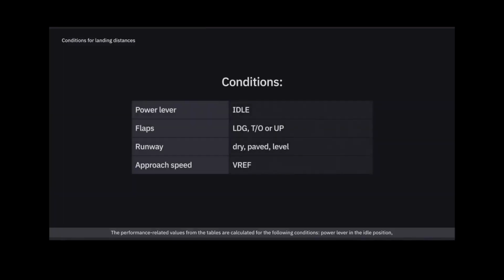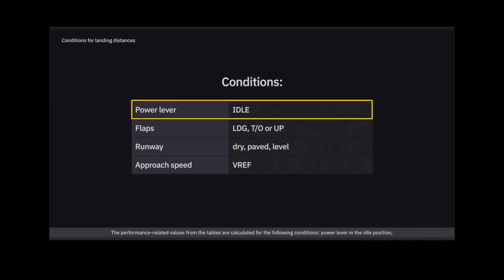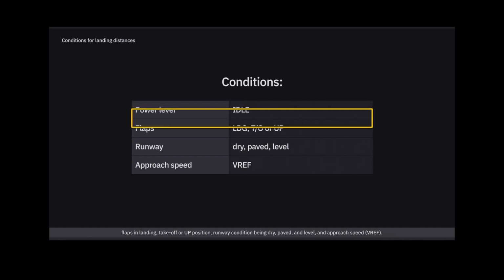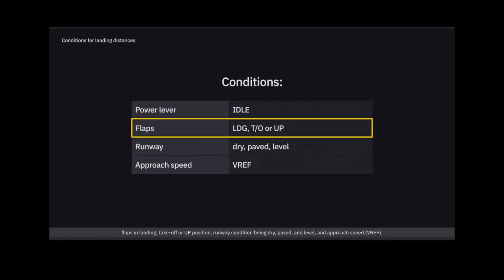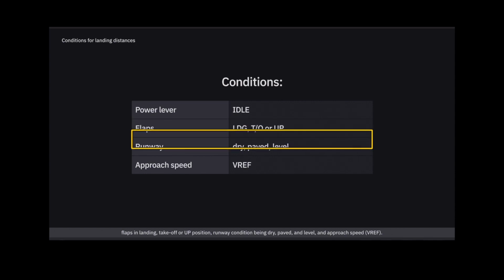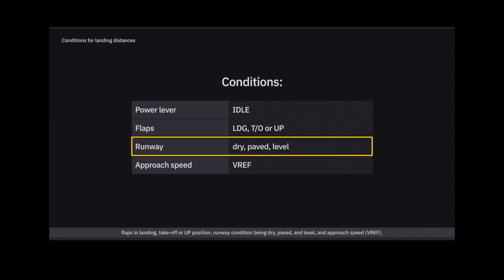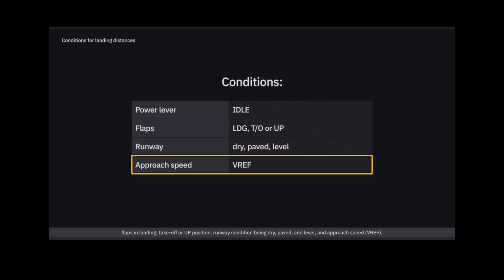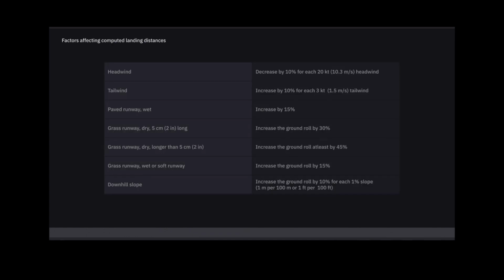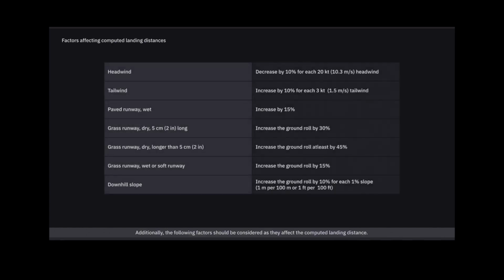The performance-related values from the tables are calculated for the following conditions: power lever in the idle position, flaps in landing, takeoff, or up position, runway condition being dry, paved, and level, and approach speed, V reference. Additionally, the following factors should be considered, as they affect the computed landing distance.